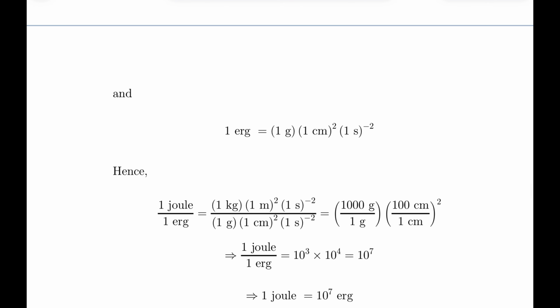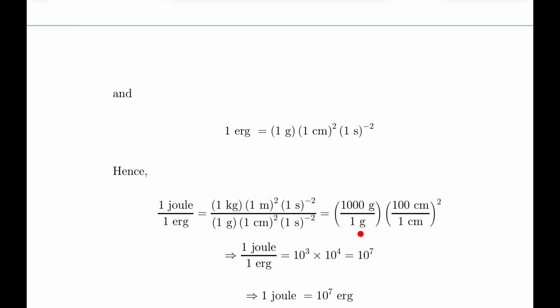Hence, divide one by the other. 1 joule upon 1 erg is 1 kilogram, 1 meter square, 1 second to the power minus 2, upon 1 gram into 1 centimeter square into 1 second to the power minus 2. So this 1 kilogram is 1000 gram by 1 gram. We put it together here. 1 meter means 100 centimeter by 1 centimeter, then whole square. This term cancels out here. So 1 joule upon 1 erg is equal to 10 to the power 3.